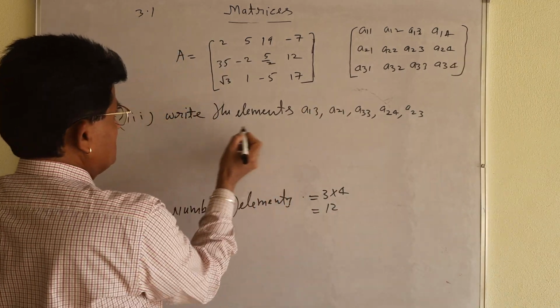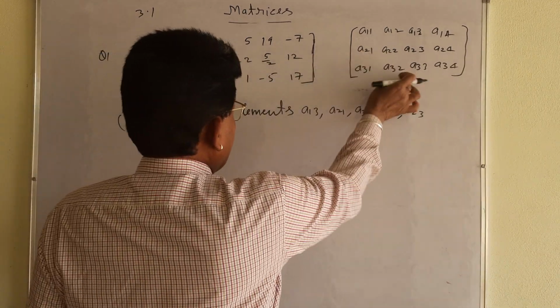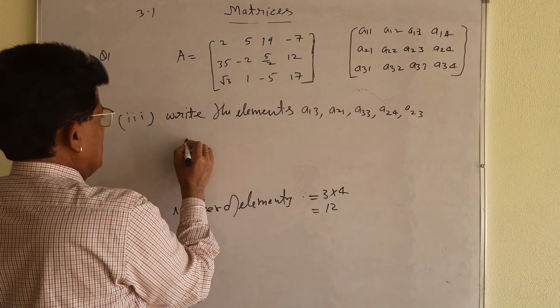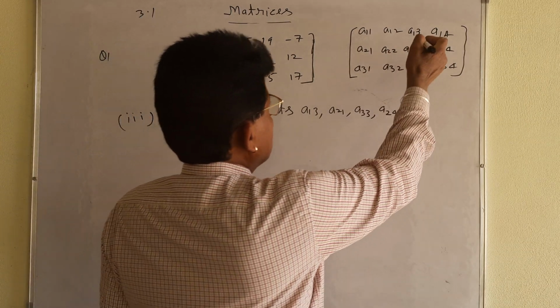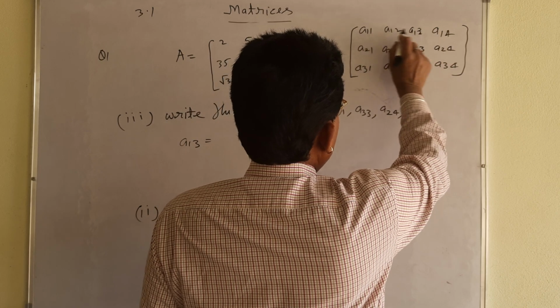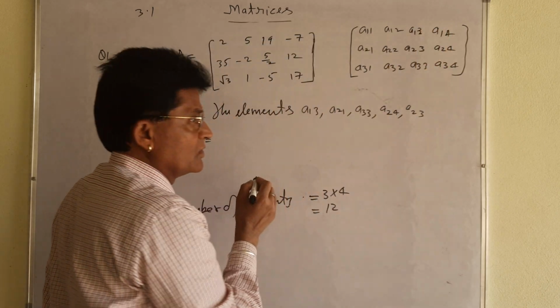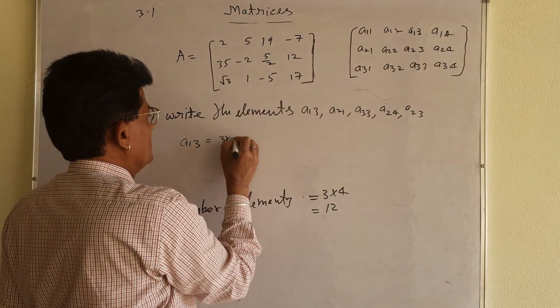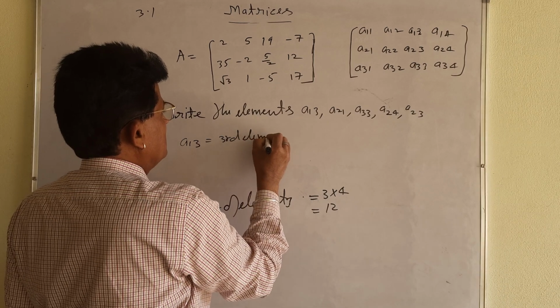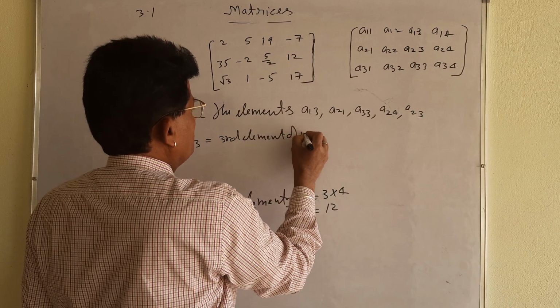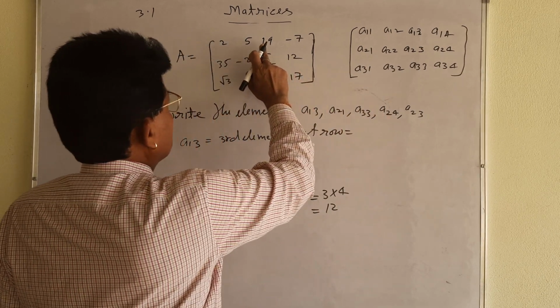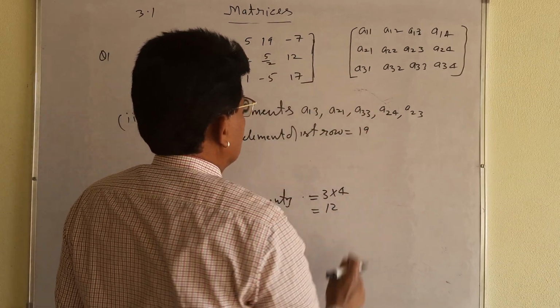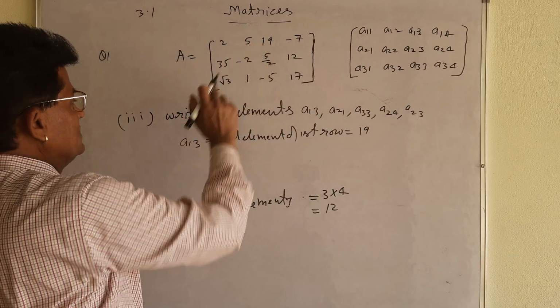Okay, now you find out the value of it. You compare these two matrices. A13 will be equal to what? You see, A13 is the third element of the first row. The third element of the first row is this one, 19. See carefully. The third element of the first row is this one.